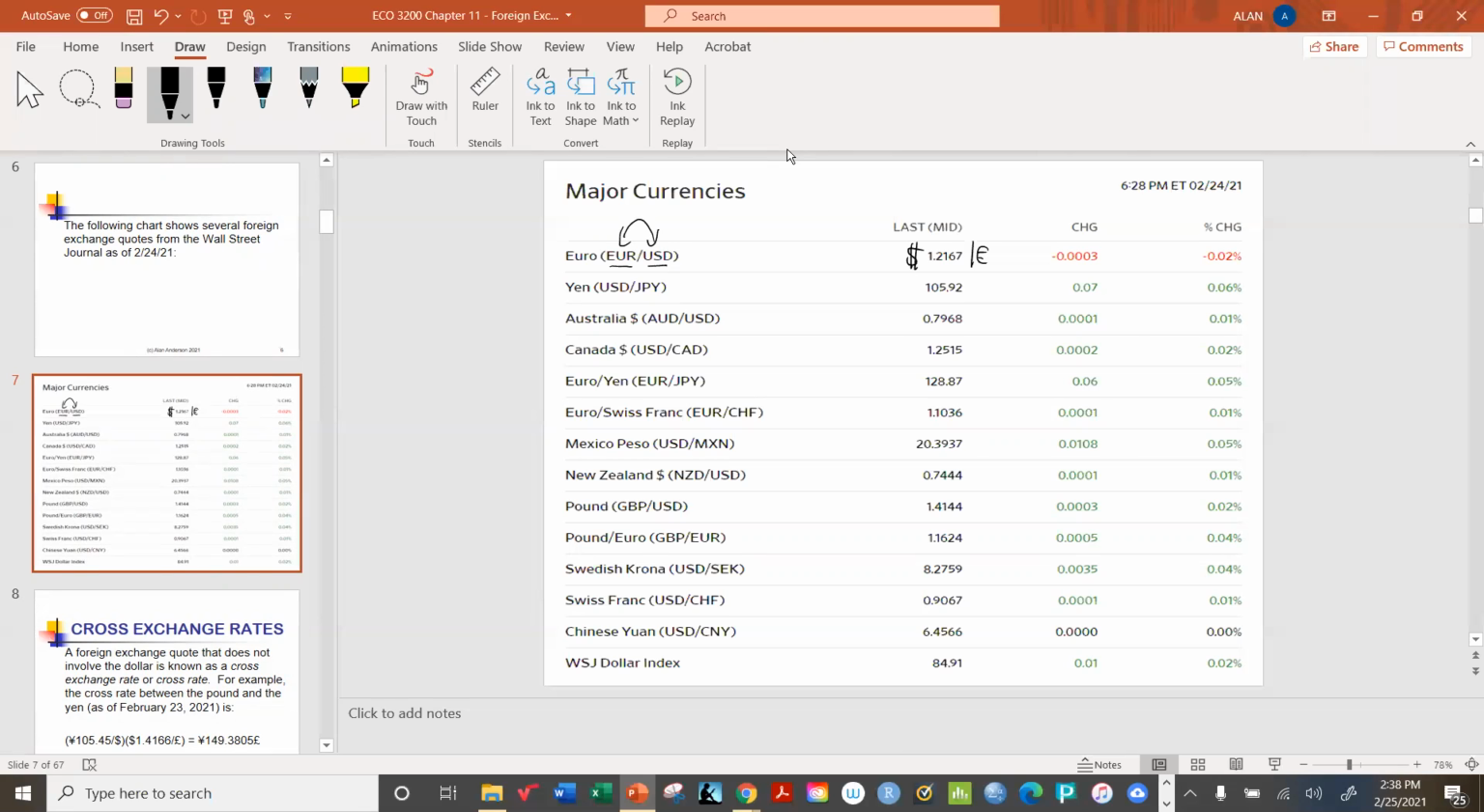So here, this is the dollar yen quote. This one is so many yen per dollar. And that's how they do it. So this one, for example, yeah, I have no idea what that's all about, why they do that. To me, it makes no sense whatsoever. But this is how it's done.